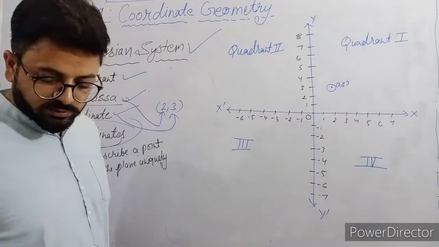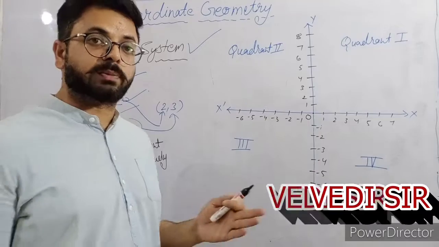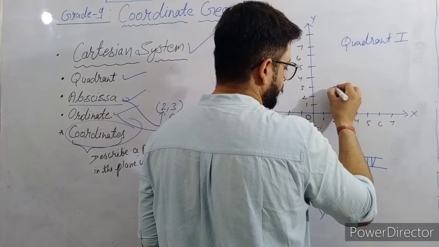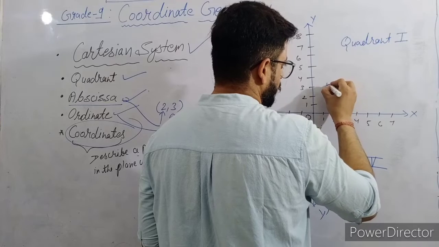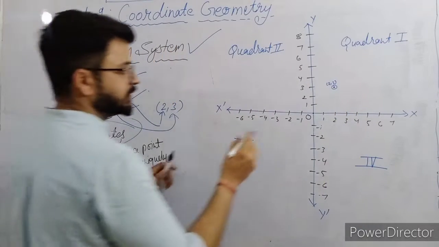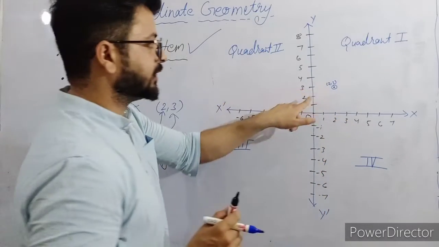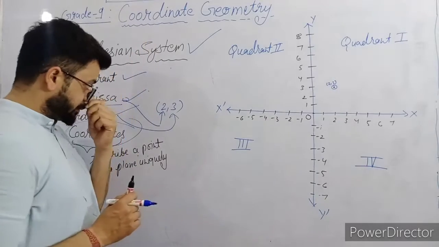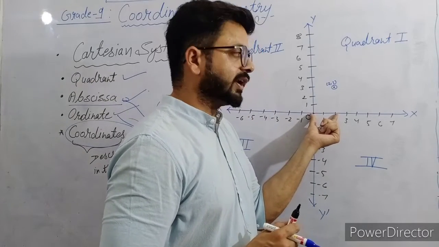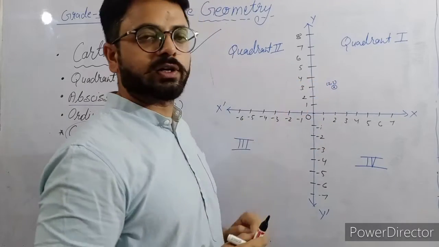Here the meaning of 2, 3 and 3, 2 is different. Don't think 2, 3 and 3, 2 mean the same. So this point is 2, 3. You see, the abscissa is 2 and the ordinate is 3. Abscissa is the perpendicular distance from the y-axis, and the perpendicular distance from the x-axis is the ordinate.